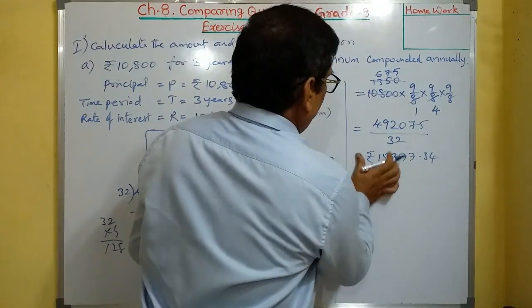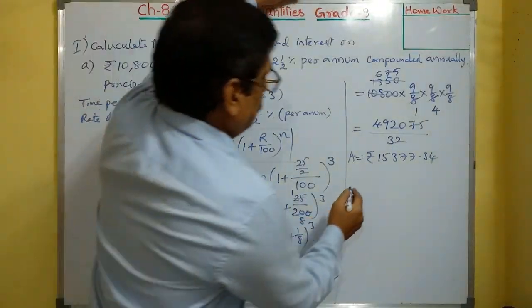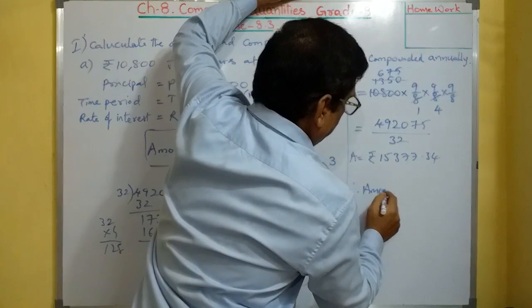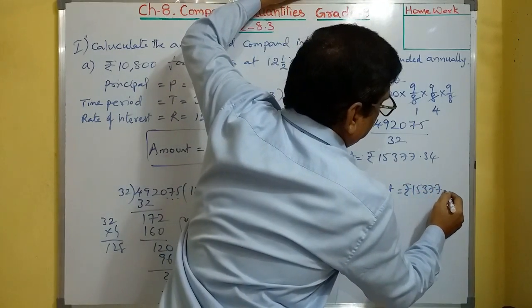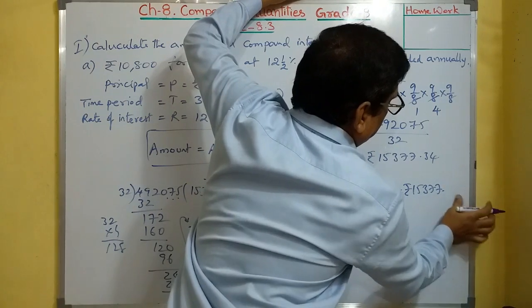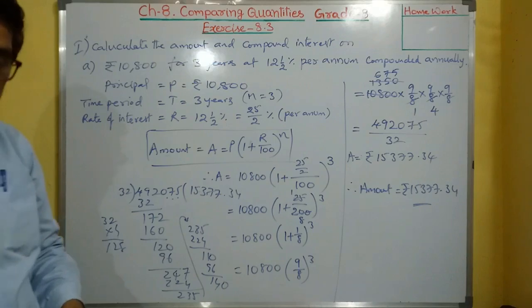So this is the amount A. Therefore amount is equal to 15,377.34 rupees. Okay, did you understand this problem?